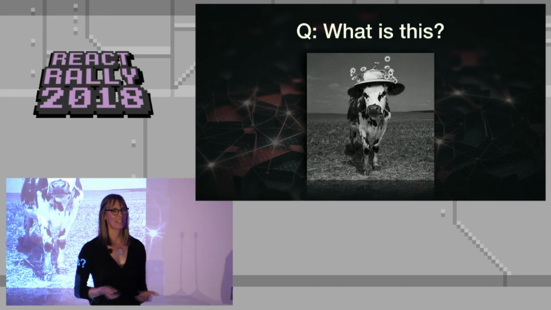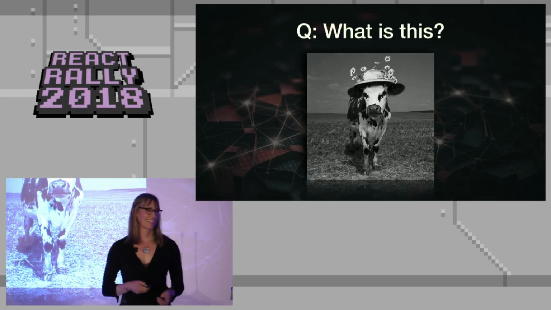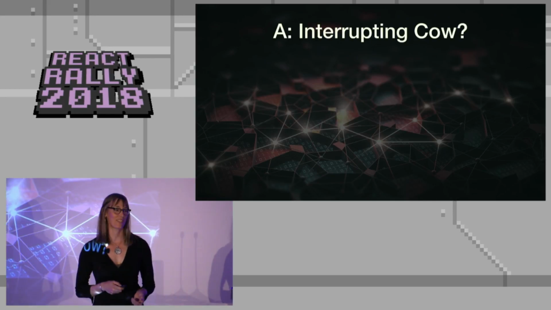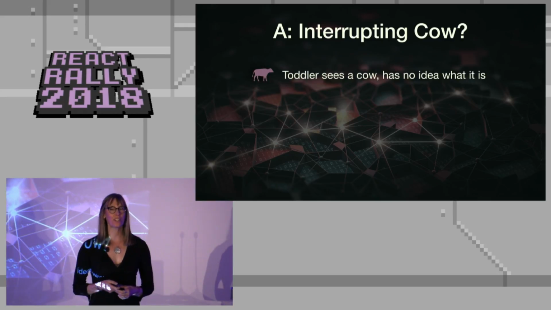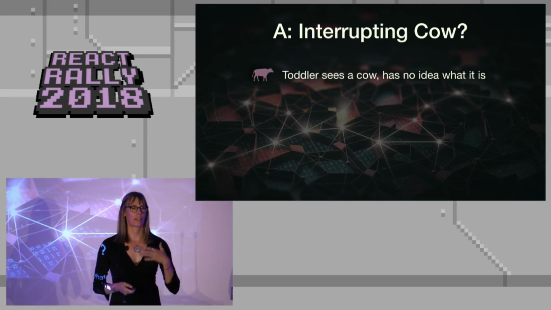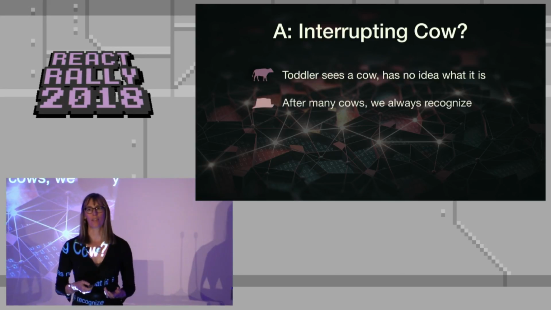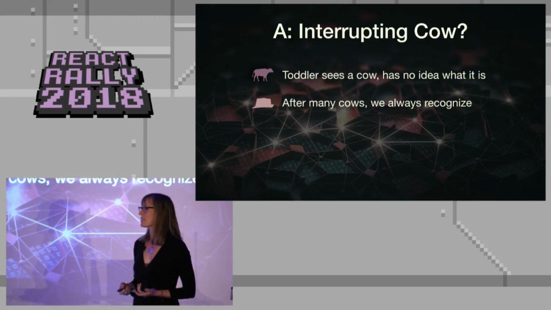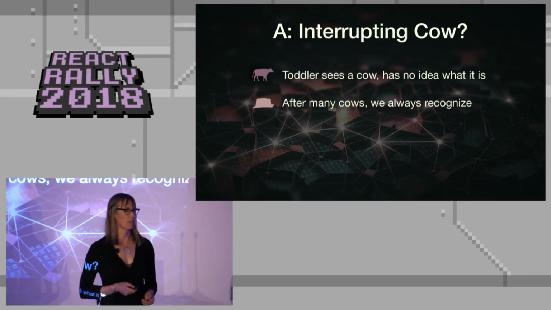So what is this? Anybody know? All right. I know you guys aren't toddlers because you knew right away that was a cow. A toddler, like a baby, when they first see a cow, has no idea how to put words around that. They're learning for the first time, and they've maybe seen 1 or 2 cows in their whole lives. And by this point in your life, you know that it's a cow, even if it's a cow wearing a hat. You're able to recognize cows in all types of situations.